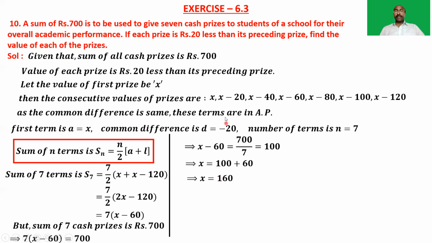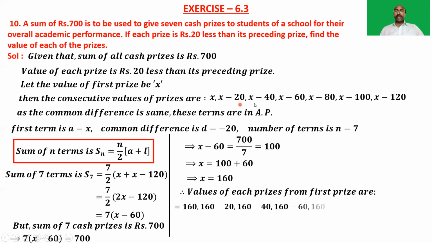And by substituting 160 in these values, we get the values of all prices. So the values of each price from the first price are 160, 160 minus 20, 160 minus 40, 160 minus 60, 160 minus 80, 160 minus 100, and 160 minus 120. That is, the values of all prices are 160, 140, 120, 100, 80, 60, and 40. Okay students, this is the solution of this problem.